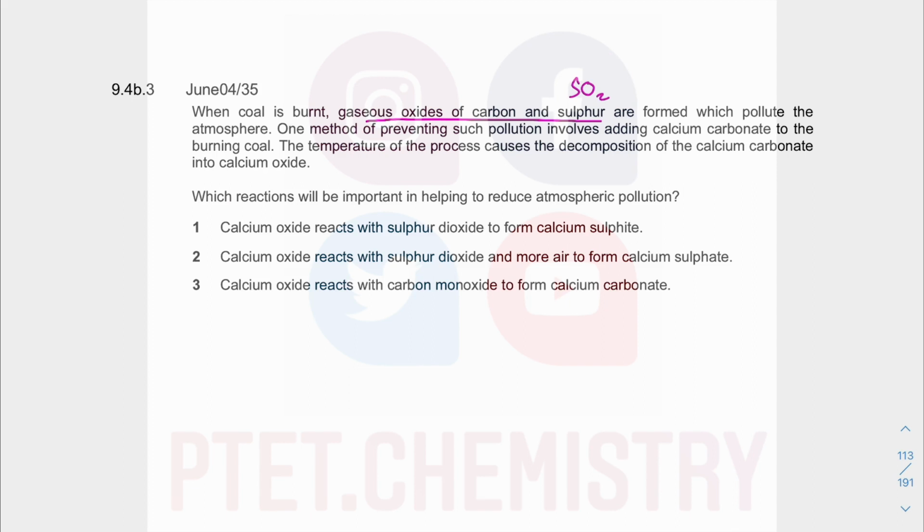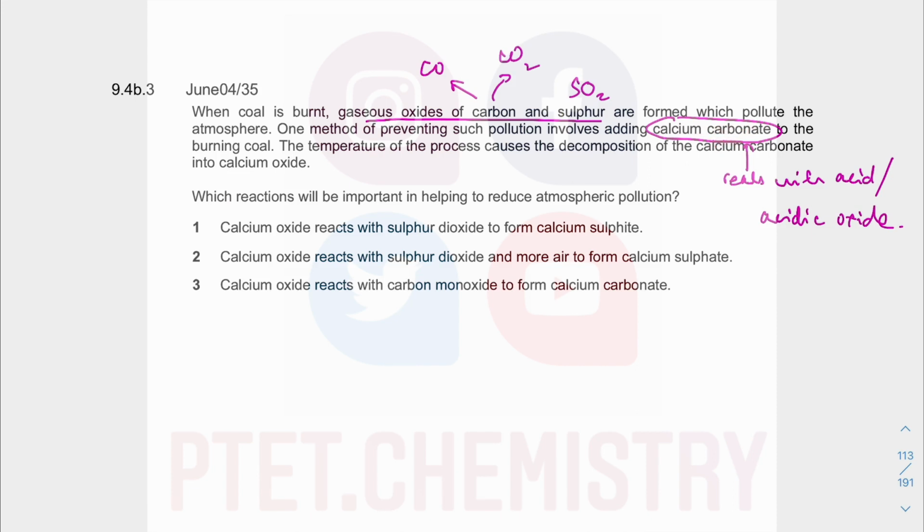The carbon, however, can give you CO or it can give you CO2. If it is complete combustion, CO2 should be the one that's formed, but incomplete combustion can give you carbon monoxide. So what you could do is prevent such pollution by adding calcium carbonate. As you know, carbonate reacts with acid, but it can also react with acidic oxide. Because an acidic oxide is acidic, it can react with carbonate to give you a salt plus something else.